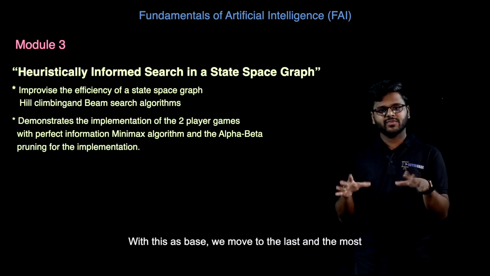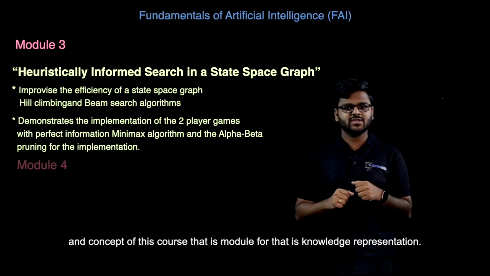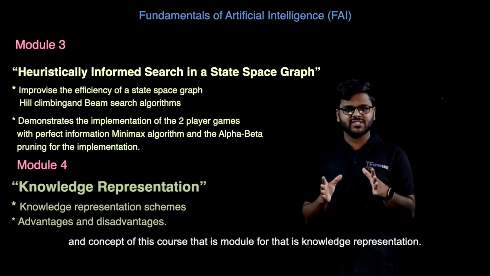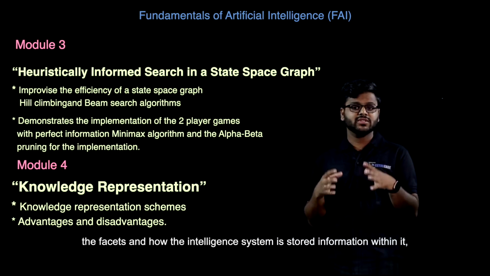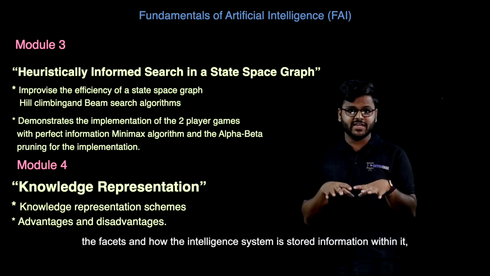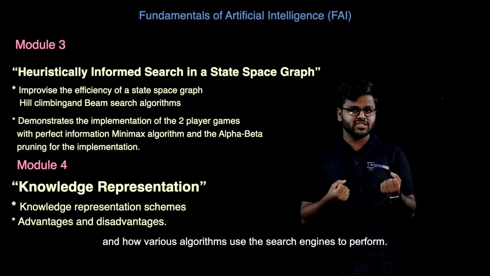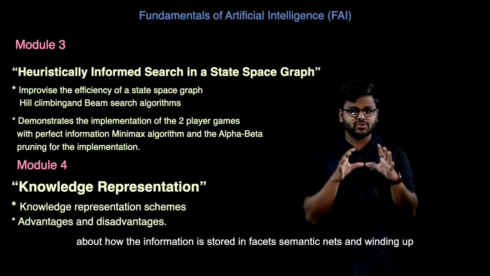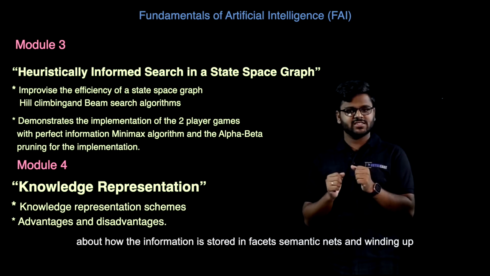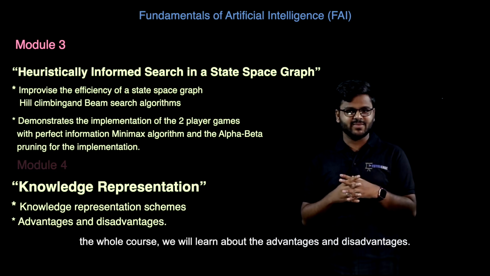With this as a base, we move to the last concept of this course, that is module 4, knowledge representation. In this module, you will learn about the facets and how the intelligent system stores information within it and how various algorithms use the search engines to perform. You will learn about how the information is stored in facets and semantic nets. And winding up the whole course, we will learn about the advantages and disadvantages.